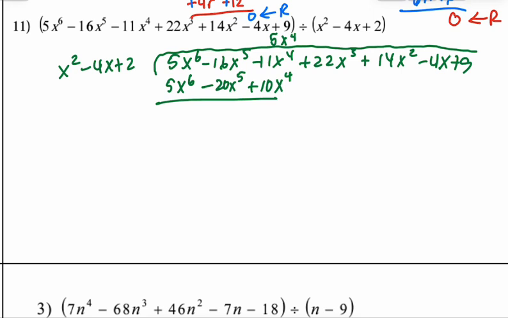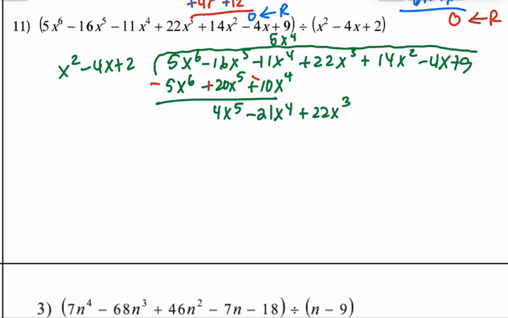But we are subtracting, so change the signs of everything or multiply through by -1. However you want to think about it, it both accomplishes the same sort of thing. Now, 5x to the 6th minus 5x to the 6th is 0. That should always happen with your first term. Negative 16x to the 5th plus 20 is a positive 4x to the 5th. Negative 11 minus 10 is negative 21x to the 4th. We need 3 terms because we started with 3 terms. So we do have to bring down our next term, our plus 22x cubed.